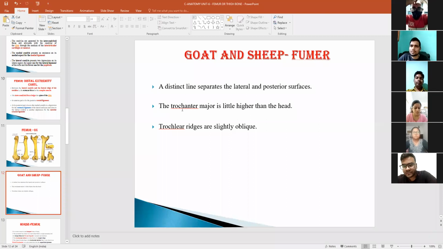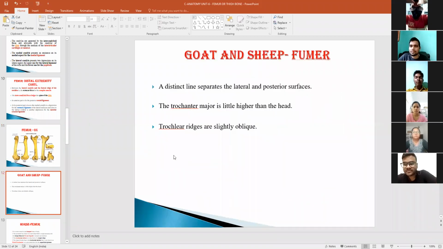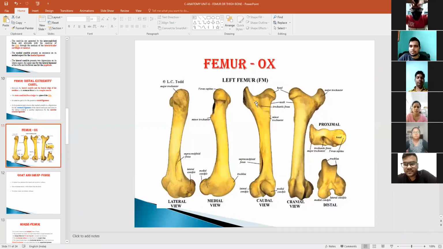Now, the trochanter major is little higher than the head. This is the head, and this is the trochanter major. In the ox they are almost equal in position, but in the case of the sheep and goat, the trochanter major is slightly higher than the head, and the trochanteric ridge is slightly oblique. This means the trochanter major is located in this position, so this is slightly oblique.